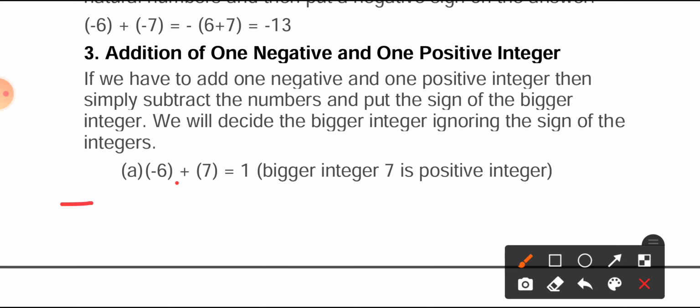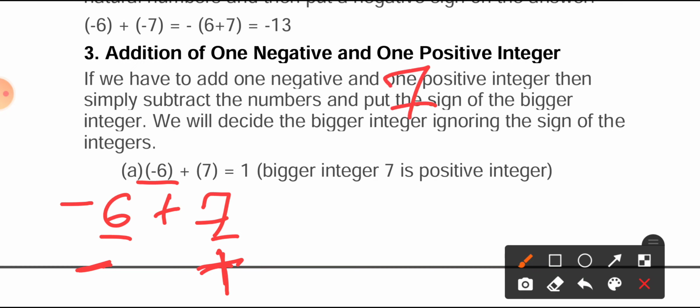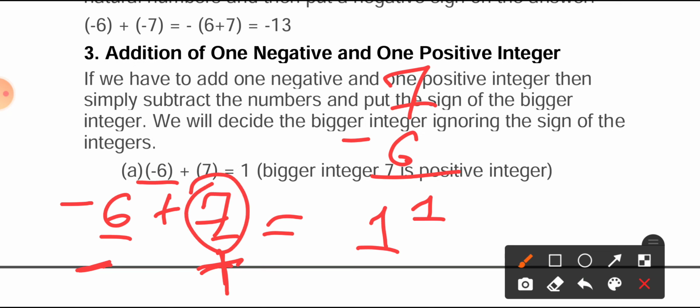You can see that minus 6 is a negative integer and 7 is a positive integer. Now in this condition you have to subtract the smaller number from the bigger number. So which is the bigger number here? 7. Smallest is 6. So subtract here, 7 minus 6, 1. And you have to see the sign of the bigger integer. Here the bigger integer is 7 and its sign is plus. It means the answer will be plus 1.